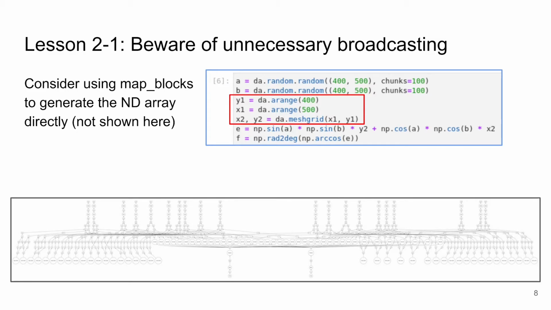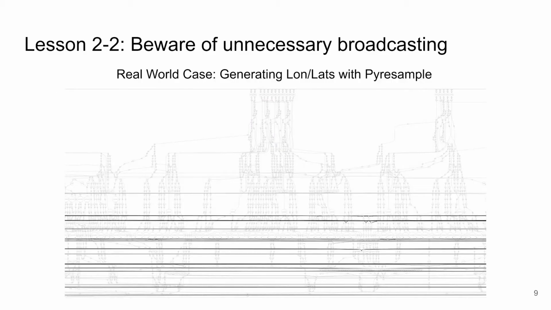What we can do is try to consider using map blocks to generate that 2D or ND array directly in a map blocks function instead of doing this arange call with meshgrid or any similar operation to that. The reason I have this in these lessons is because in a PyResample case, when I was working on it, we had a Dask graph that looked like this, where it's very wide and spread out, and there's a lot of horizontal lines of interconnected things. It was using a lot of memory.